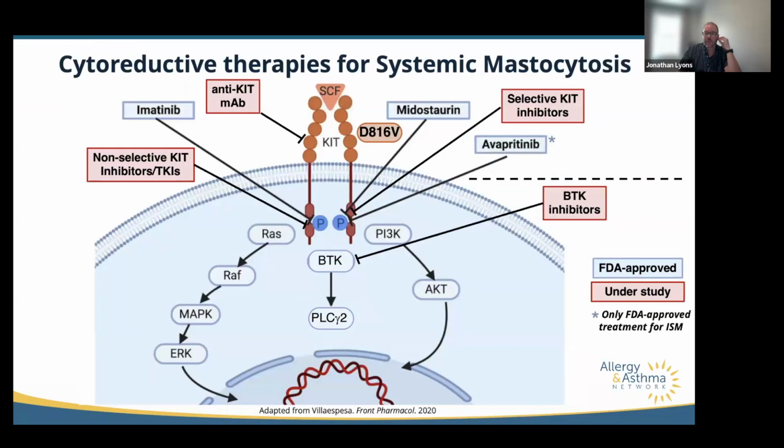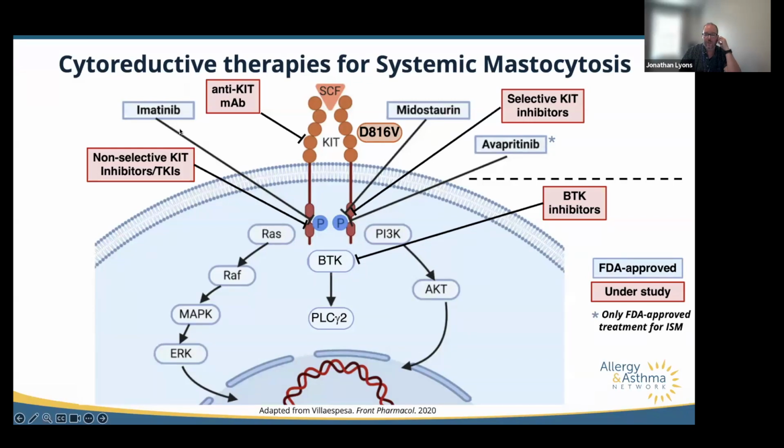As I mentioned, the only FDA-approved drug for indolent systemic mastocytosis is avapritinib. That blocks specifically the D816V gain-of-function variant of KIT. Doesn't block nearly as much. It's quite selective. It does hit wild-type KIT a tiny bit at a higher dose. But people are also working on a number of other drugs.